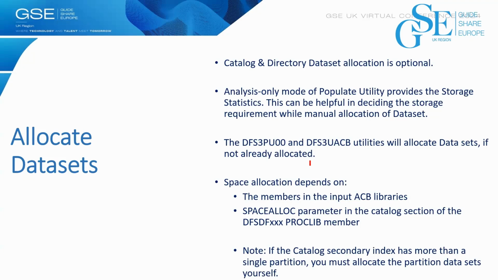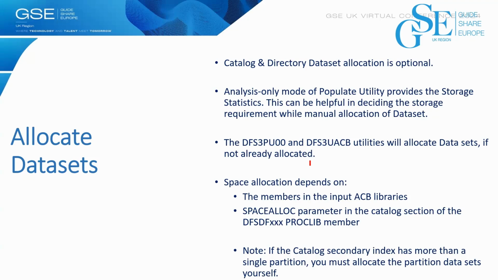So this is the point, Dom, that I was talking about earlier: if the catalog secondary index has more than a single partition, then you must allocate the partition data sets yourself. So that was, I think, just about the secondary index, not about the catalog.